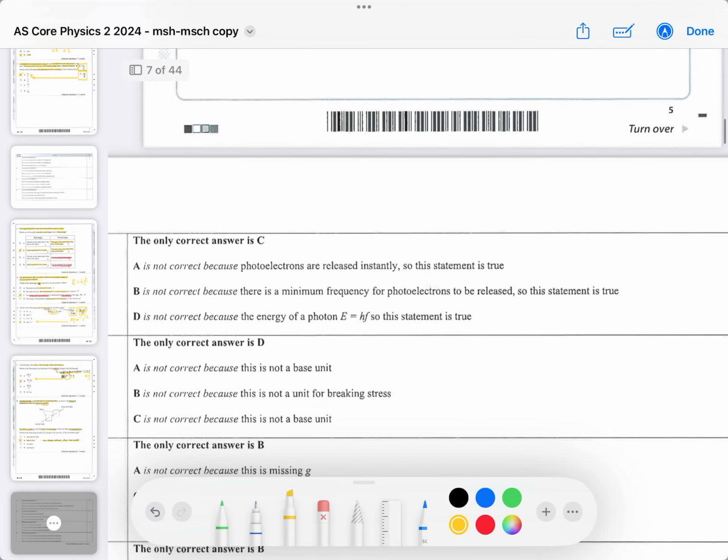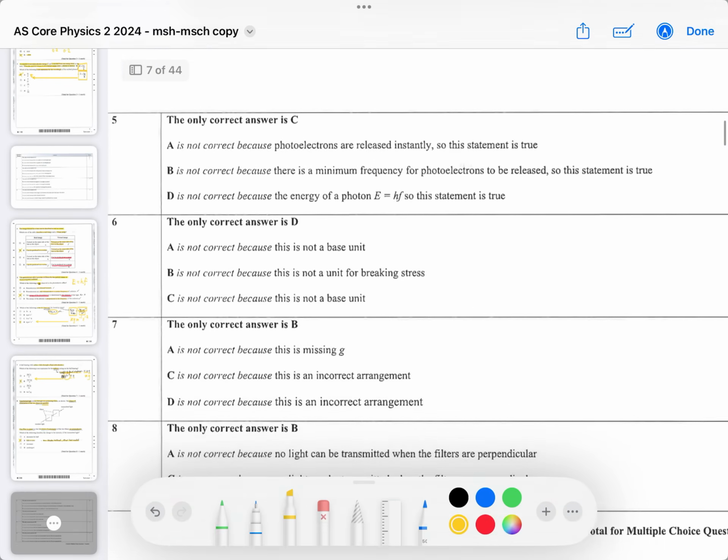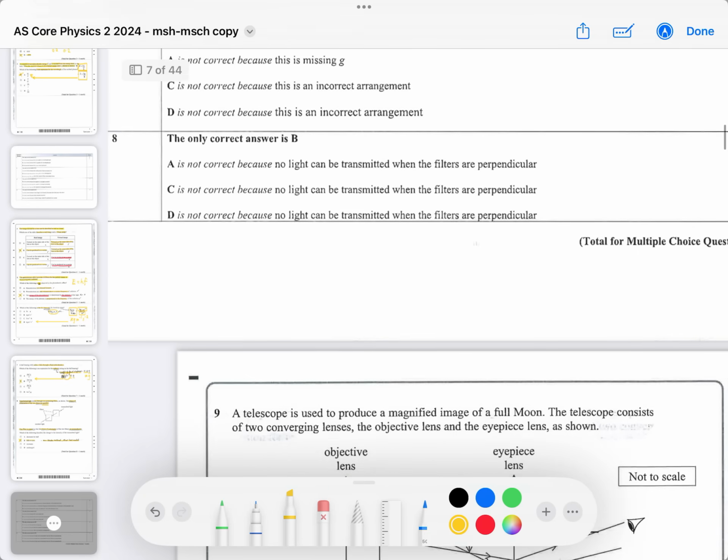AS Core 2, unlike the International A-Level, only has 8 multiple choice. The International A-Level has 10. Okay, so there's how they give it in the mark scheme. They don't really give you that much explanation, so hopefully my run-through will help you.